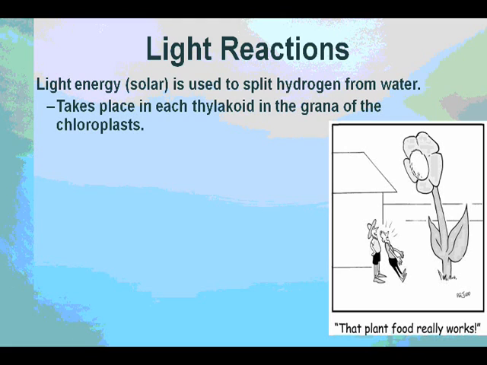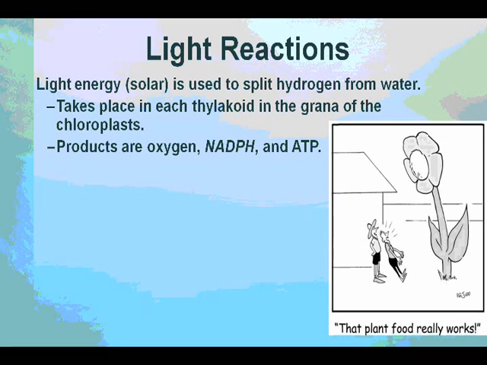They kind of look like little pancakes stacked up. A grana is a whole stack of them, and the thylakoid is an individual disc. Inside of the thylakoid is the chlorophyll that is used to collect the light energy. The products of the light reactions are oxygen, NADPH, and ATP. We'll get to what those mean in just a moment.